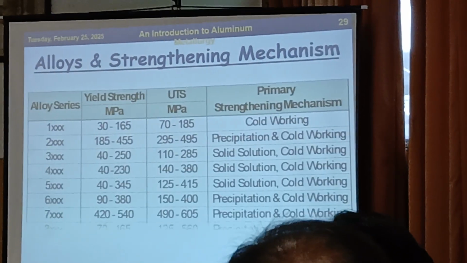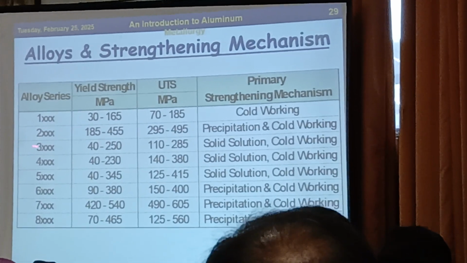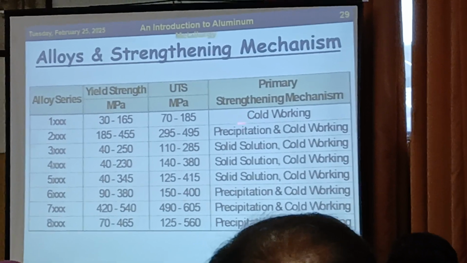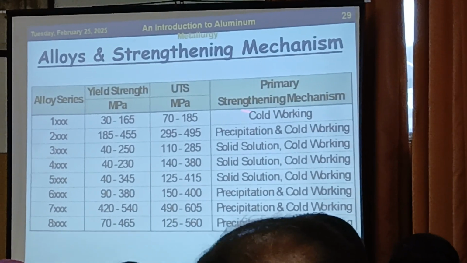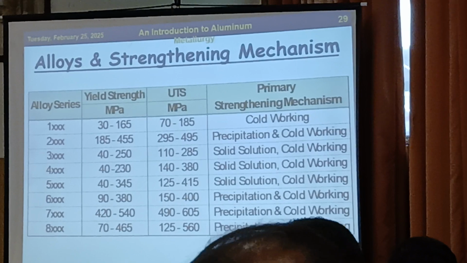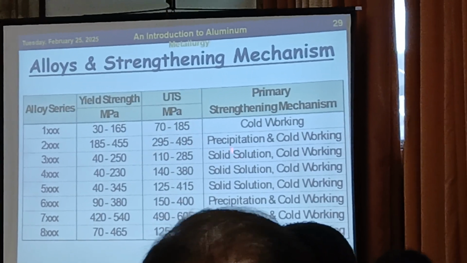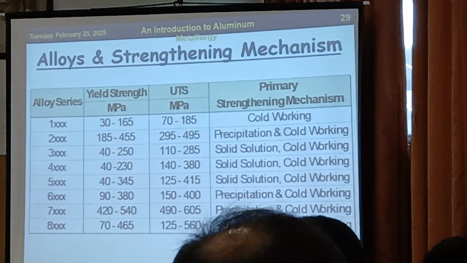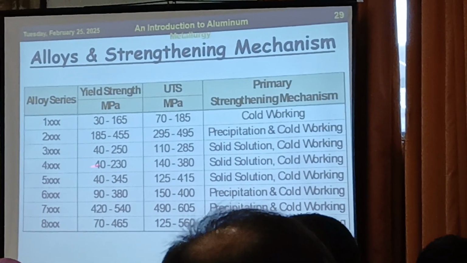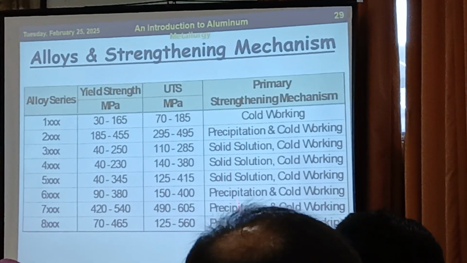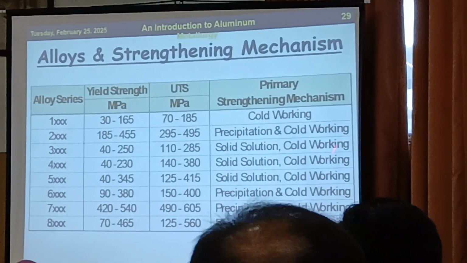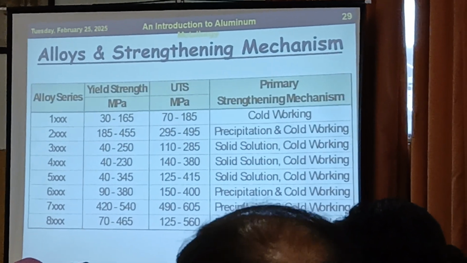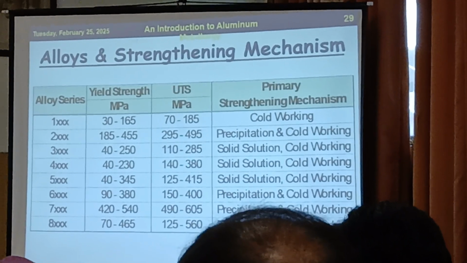Alloys and strengthening mechanisms, in generalized form: if you want to increase the strength of the 1000 series, you can only do cold working, and other techniques are not valid for this kind of alloy. For the 2000 series, you have precipitation hardening treatment and cold working. These two techniques can increase the strength of the metal. Similarly, for 3000, 4000 and 5000, you just have solid solution strengthening and cold working to increase the strength. You cannot apply heat treatments because these alloys are not heat treatable.